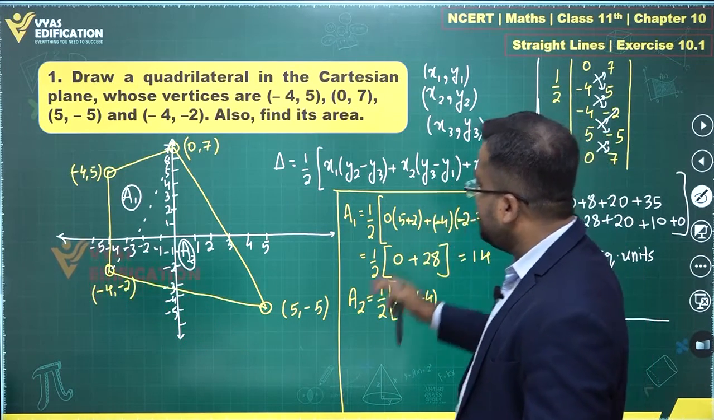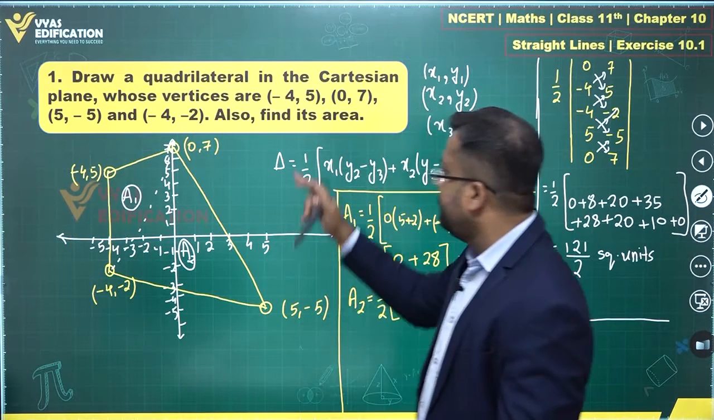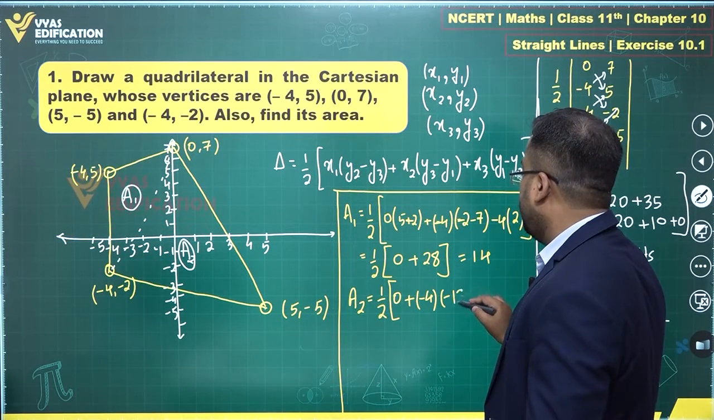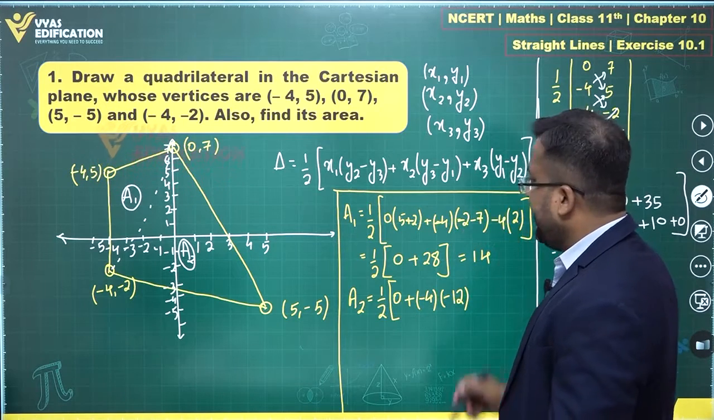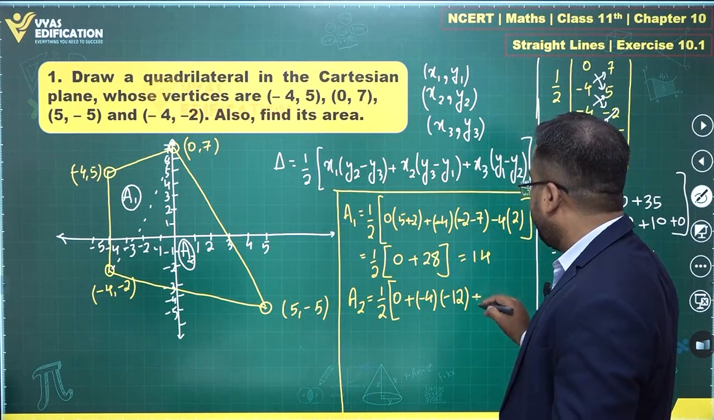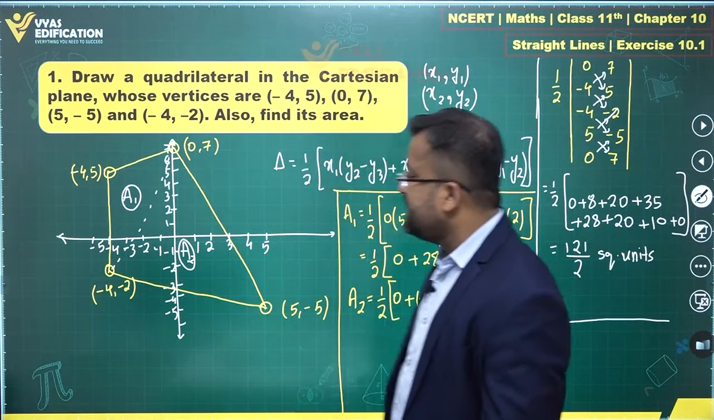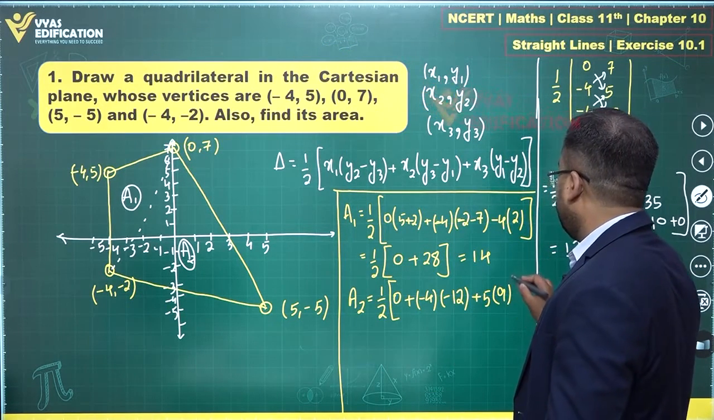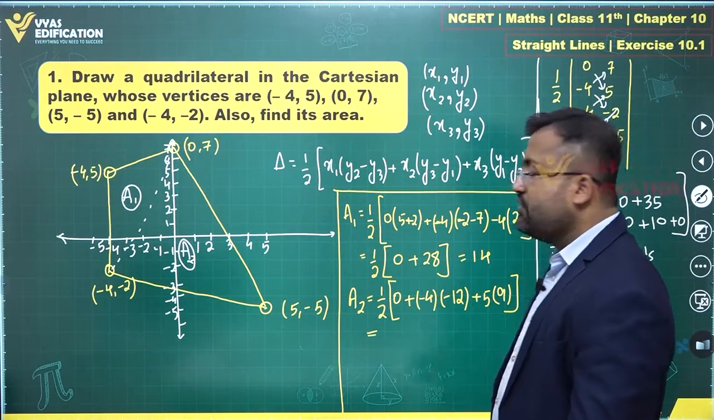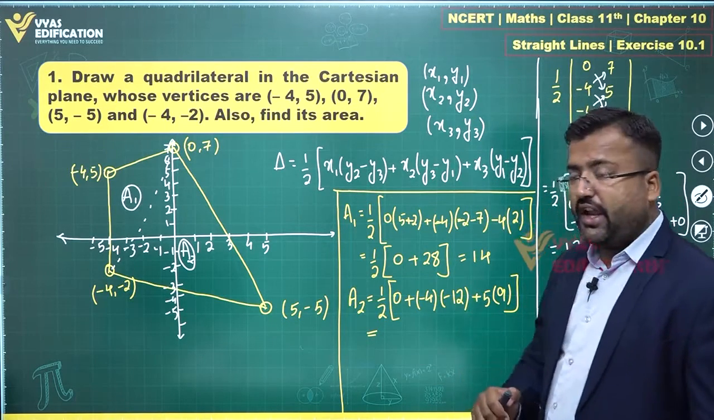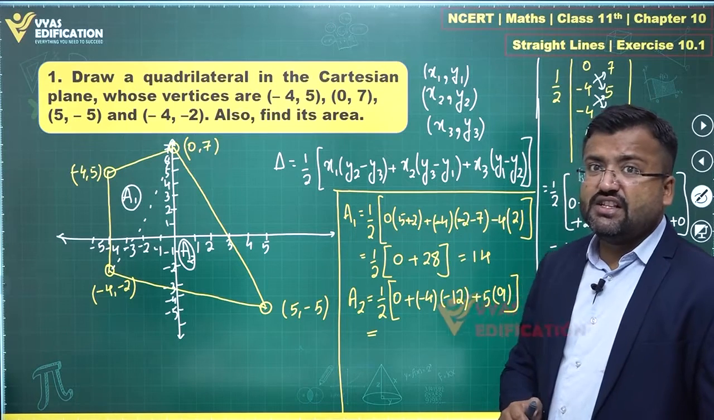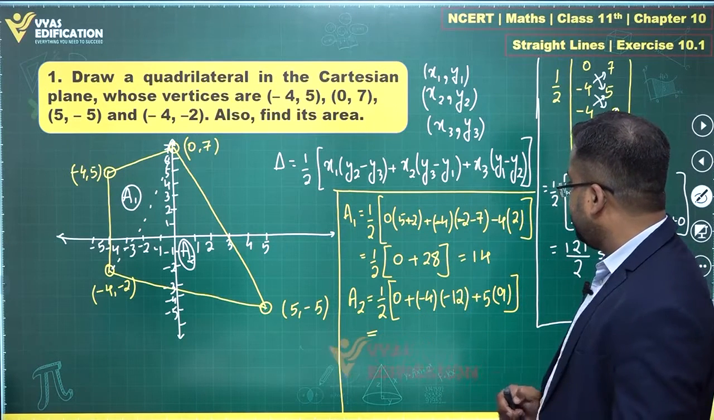And y3 minus y1 is minus 5 minus 7, which is minus 12, okay. Then you have x3, which is 5, times y1 minus y2, which is 7 plus 2, which is 9. This is what you get. And what is this overall equal to? 12 times 4 is 48 plus 9 times 5 is 45. This is what you are getting, yes.